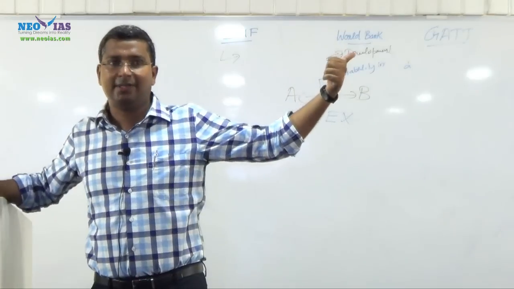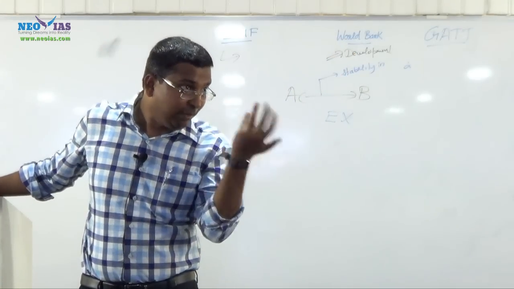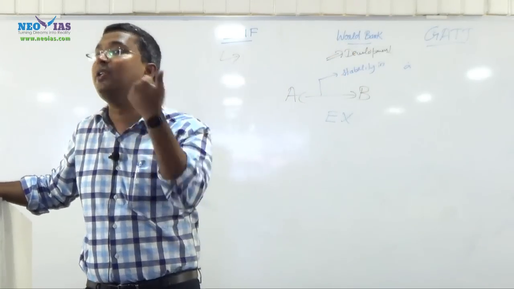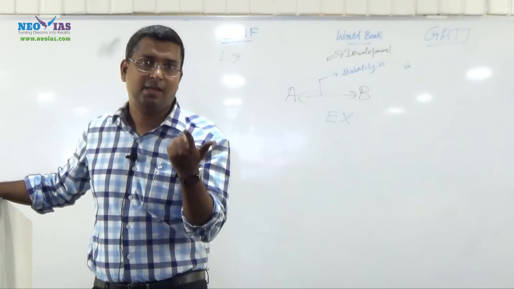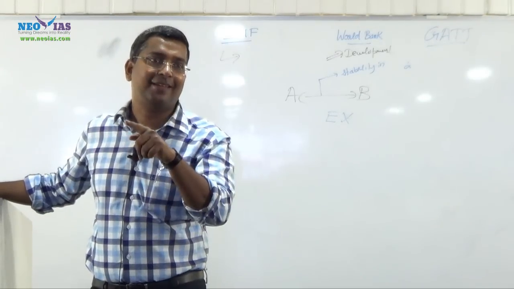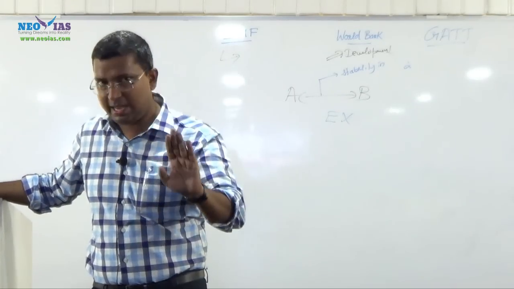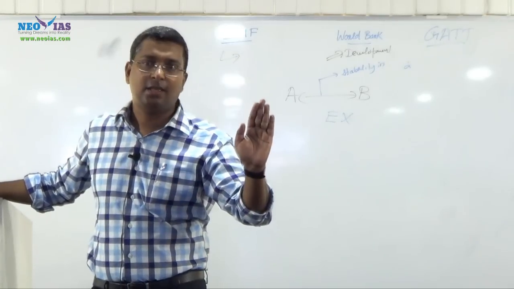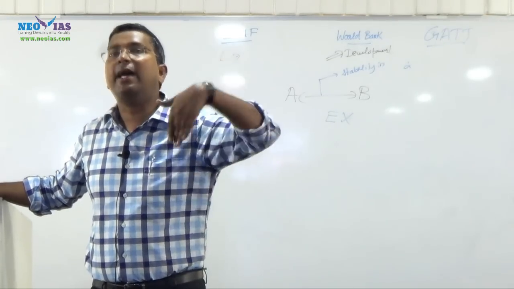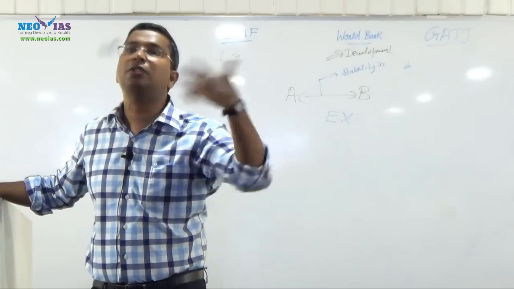It is an agreement. GATT is an agreement only, not an institution. GATT is not an institution or an international organization. IMF and World Bank are organizations or institutions. But GATT is simply an agreement to promote trade. Okay, and it died when WTO was born.